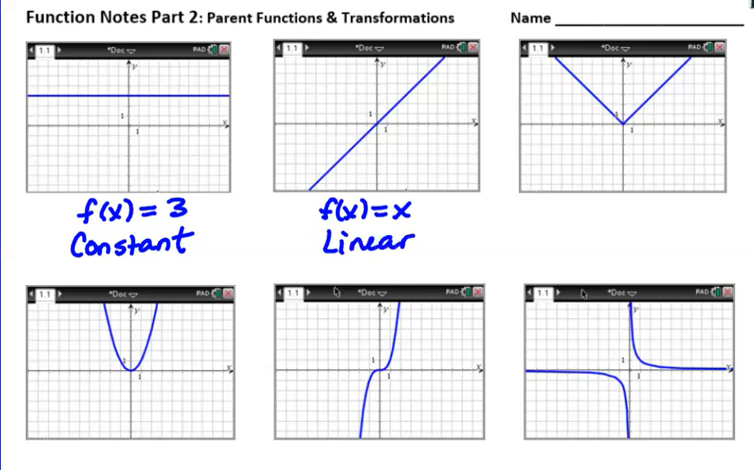Now, a constant function is also linear, but this is a specific linear function where there is no x-coordinate, just a constant. This is f of x equals the absolute value of x, and of course is called the absolute value function.